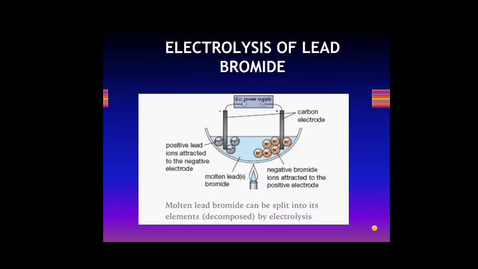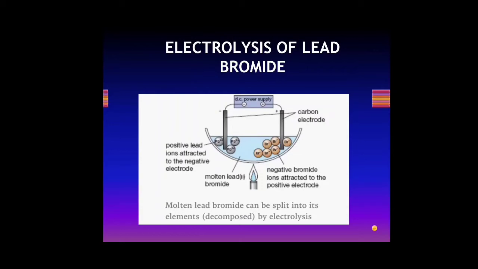Now the first one is electrolysis of lead bromide. As already seen in our first part, when lead bromide has to undergo electrolysis, it has to be in a molten state. We had also seen it for sodium chloride. So lead bromide has to be in a molten state. Only when it is in molten state can it separate into cations and anions.